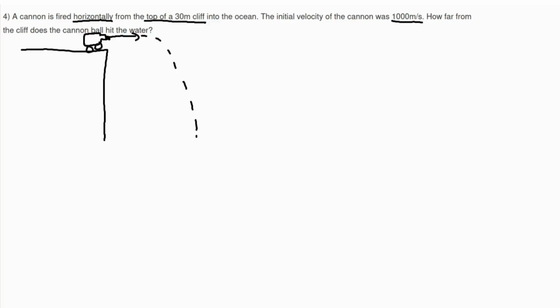We will make our table. So let's do the x and the y directions. So we have Vx, which in this case, like I said, is just going to be 1,000 cosine 0. Cosine 0 is just 1, so it's just going to be 1,000. Delta x, that's what we're trying to find, and then delta t, we'll need this to get delta x, just like we did last time.